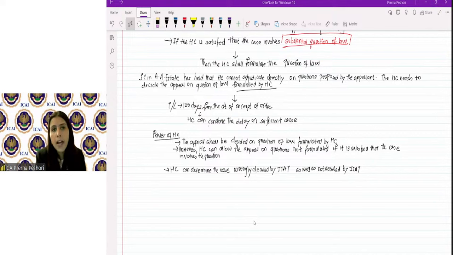Namrata, a question of fact is decided by the ITAT, and as I told you, the ITAT is the final fact-finding authority. So if it's a question of fact, then whatever matter is decided by the ITAT shall be final and no appeal will lie against the decision of the ITAT on the question of fact.